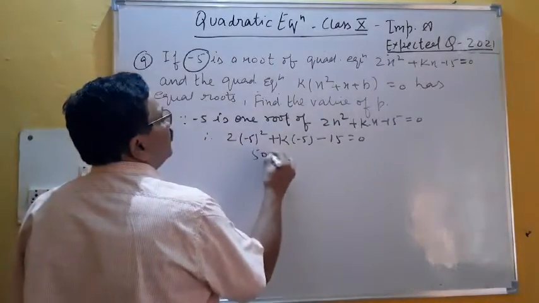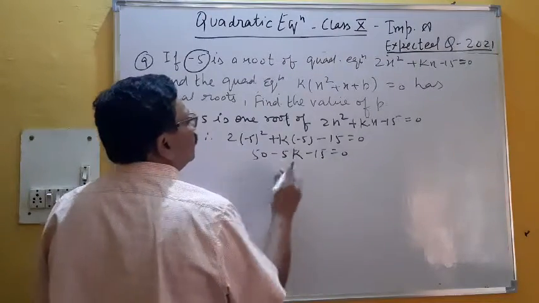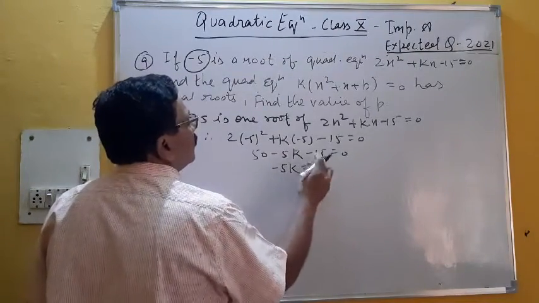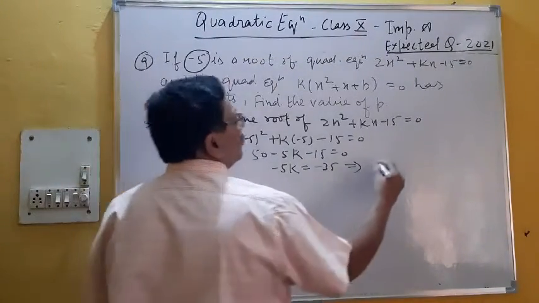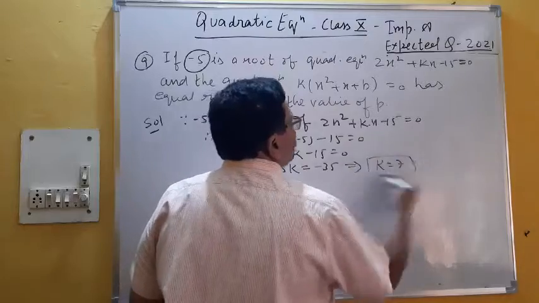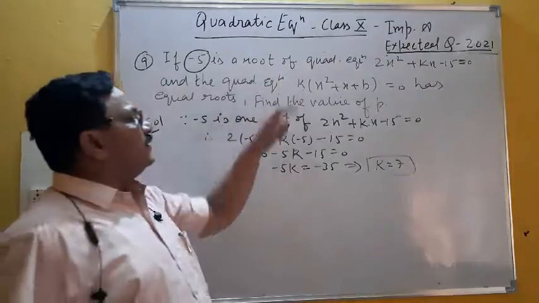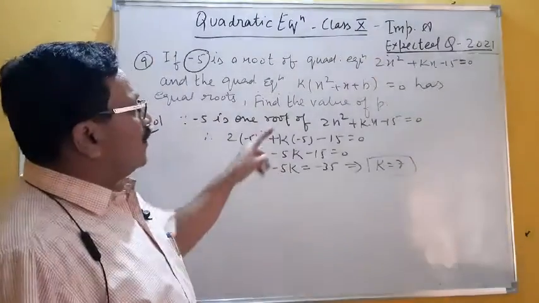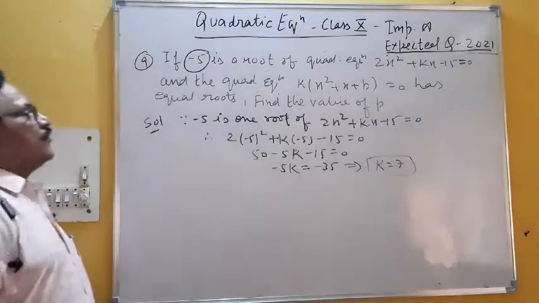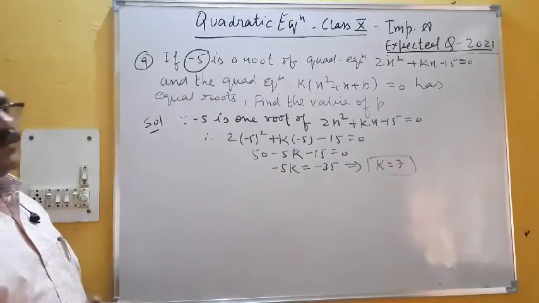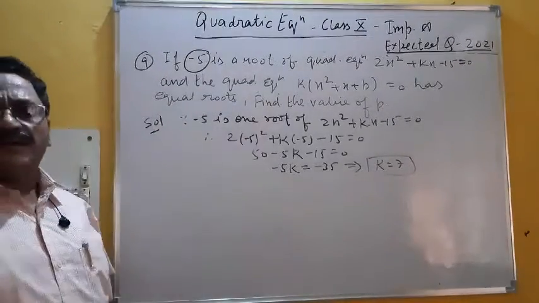You will get 50 minus 5k minus 15 equal to 0, minus 5k equal to minus 35, so you will get k equal to 7. So first of all we find the value of k there. Now you have to find the value of p. If such a question is asked in the exam, generally you will do the same. A question is there: find the value of p.